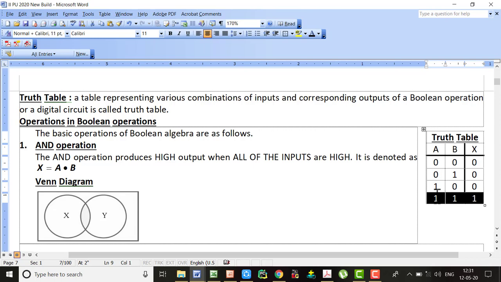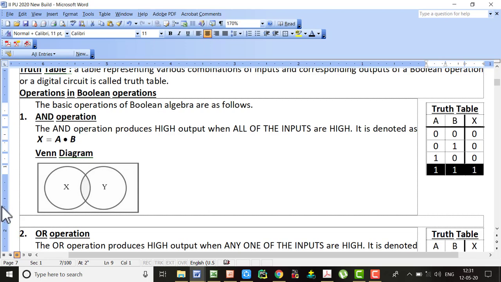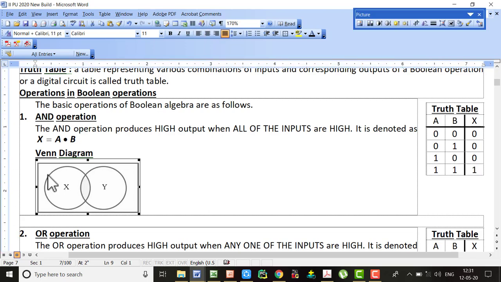The Venn diagram for the same is given over here. The Venn diagram is showing the two possible variables x and y. Instead of considering A and B, it can be A and B or x and y or whatever it is. Here I have considered x and y. When the x value is equal to 1 as well as the y value is also equal to 1, when there is an intersection over here, then it is the AND operation. This is the Venn diagram for the AND operation.